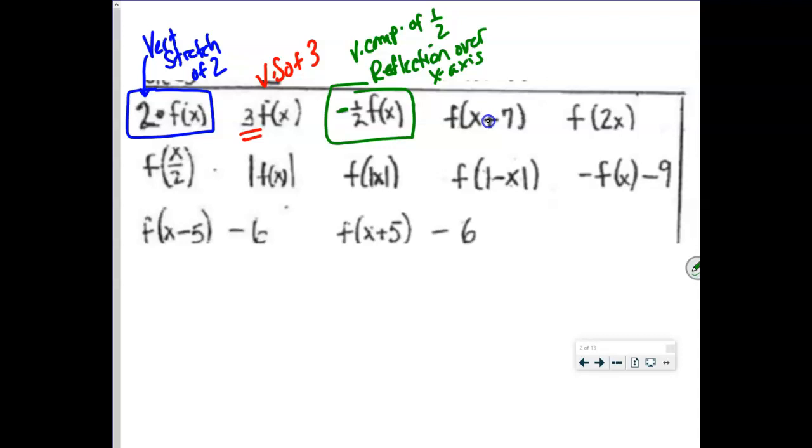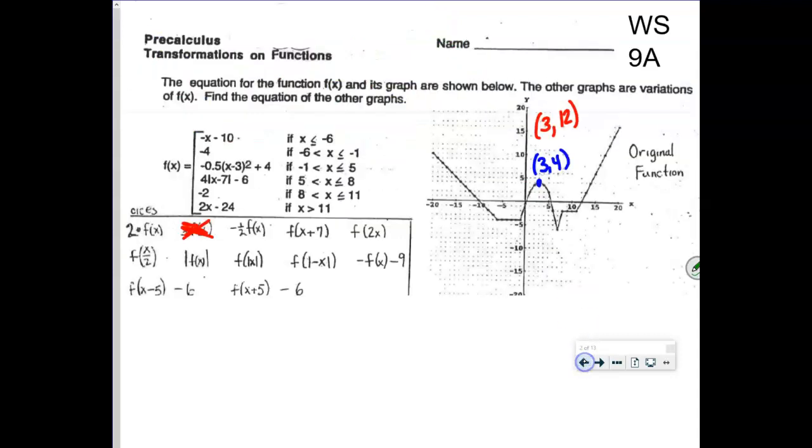Inside of the f of x. Very good. This one doesn't do that, so it's a reflection over the x-axis. It's a vertical reflection, some people call it. All right, let's go back to my old buddy, (3, 4).